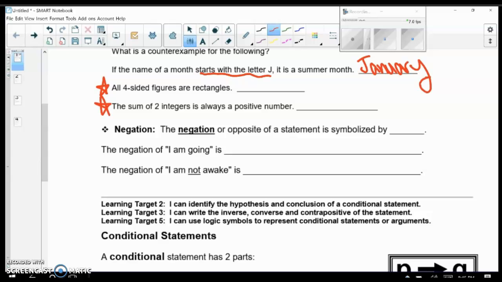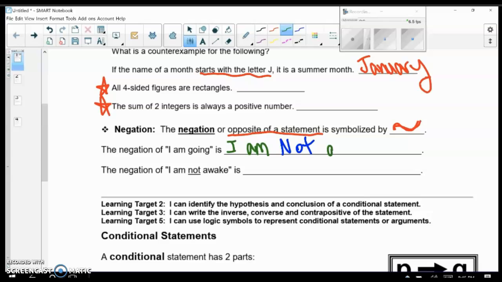Next, when we talk about negation. So negation is basically making the statement the opposite of what it is. And when we are writing that in symbolic form, we use that little squiggly line. We call it a tilde. It's the same symbol that's on top of the congruent sign, which is a little confusing, but don't worry about it.